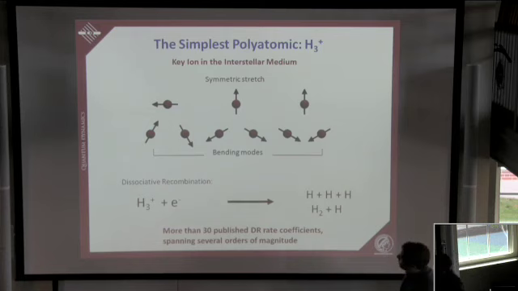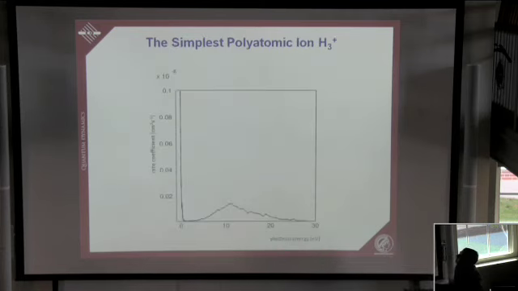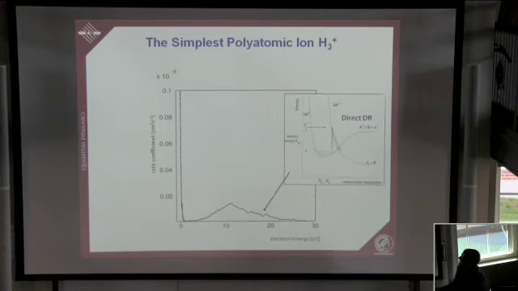We have looked at this process with all the means that we have available at Heidelberg. So here I dive right into it. I don't want to tell you all this history and the controversies. This is what happens if you plot the rate coefficient for the electron recombination on a linear scale. And H3+ is really a molecule where we can see all the features.